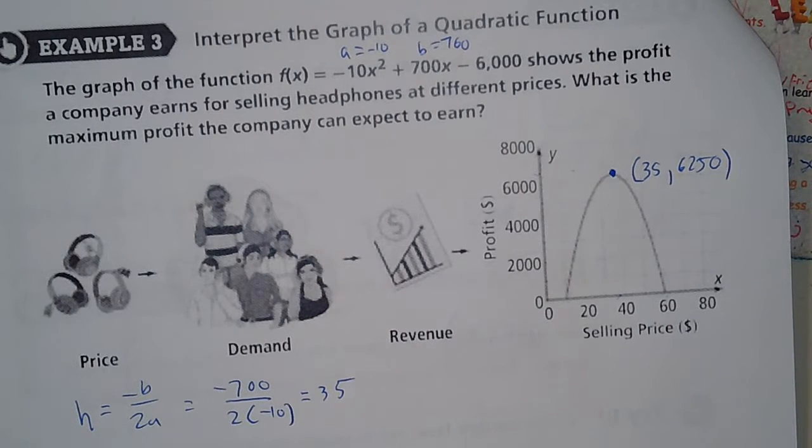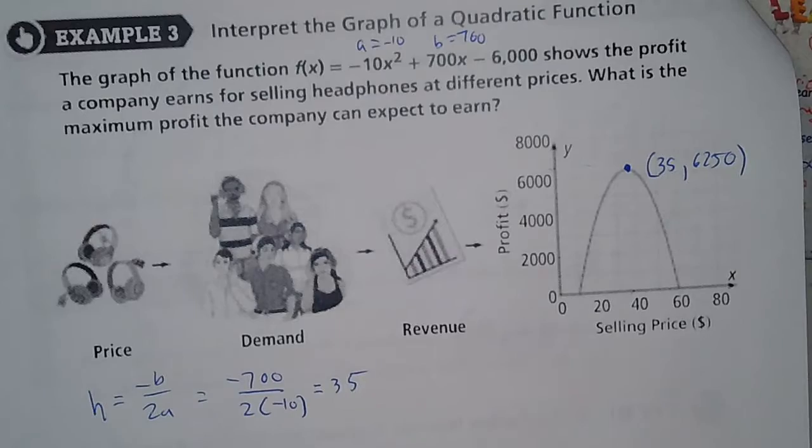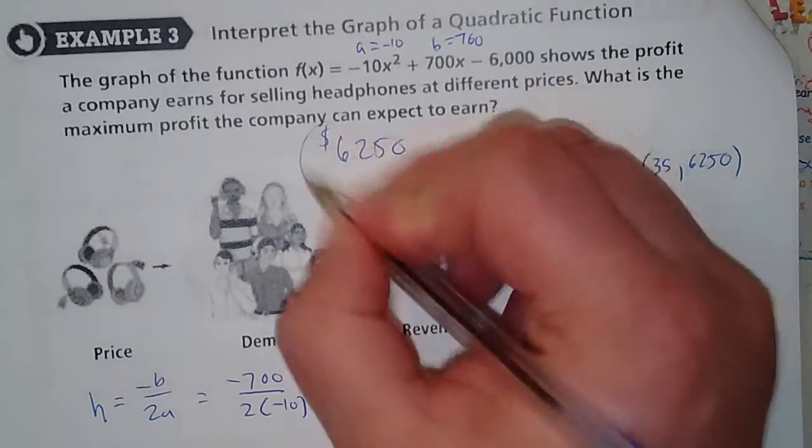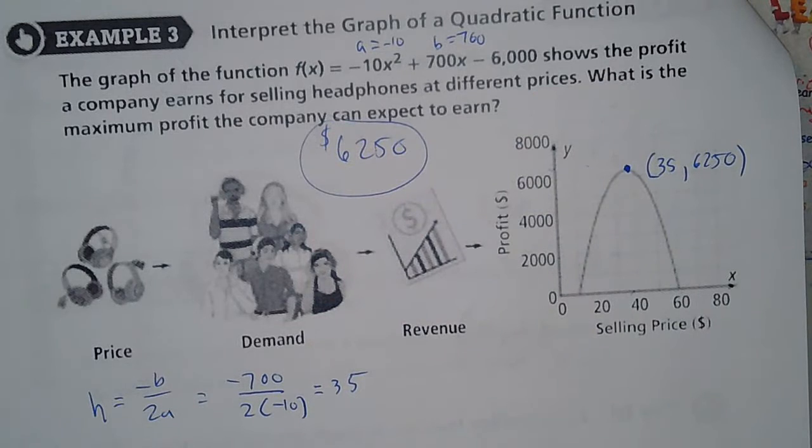So now we just have to make sure we actually answer the question. It says, what's the maximum profit they can expect to earn? That answer would be $6,250. That's the highest that this graph ever reaches. Okay? So that's just putting what we learned yesterday to a story scenario type problem. Now, I do want to show you one other thing that you might find useful, or you may not find useful.